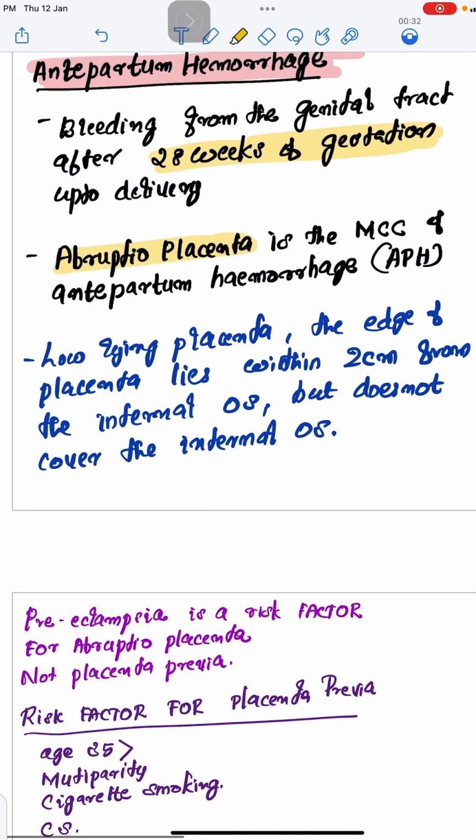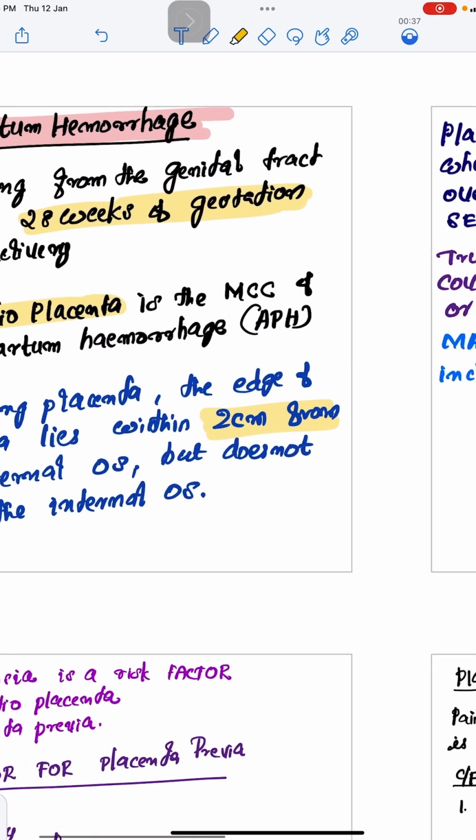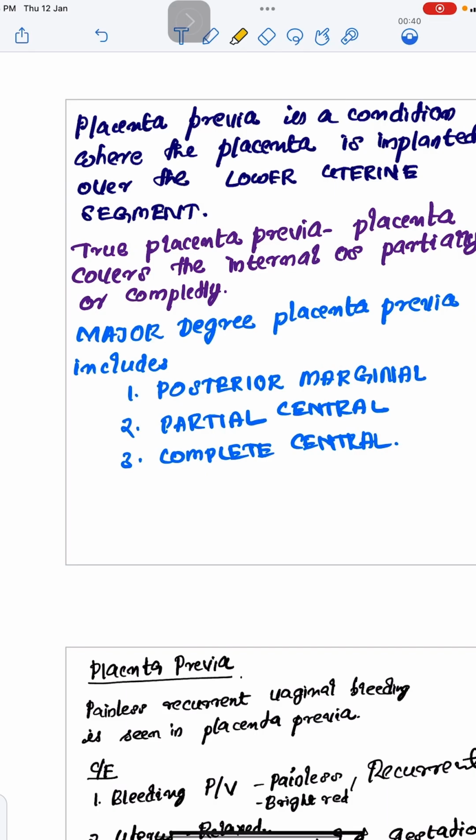In low-lying placenta, the edge of the placenta lies within 2 cm from the internal os but does not cover the internal os. Placenta previa is a condition where the placenta is implanted in the lower uterine segment. True placenta previa is where the placenta covers the internal os partially or completely. The major types of placenta previa include posterior marginal, partial central and complete central.